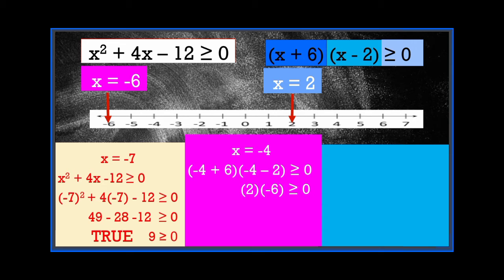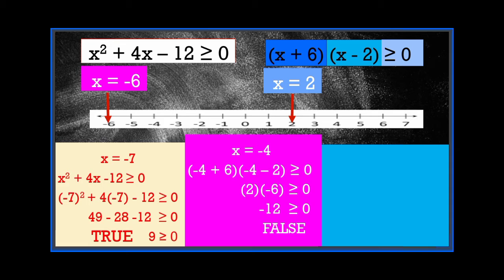Then, greater than or equal to 0. So, if we are going to multiply 2 by negative 6, the answer is negative 12, then greater than or equal to 0. So, tama ba na ang negative 12 ay mas mataas kay 0? Hindi. So, this is a false statement.